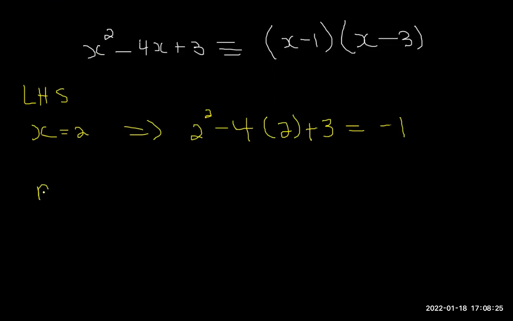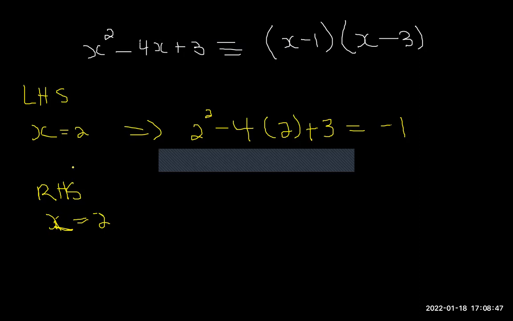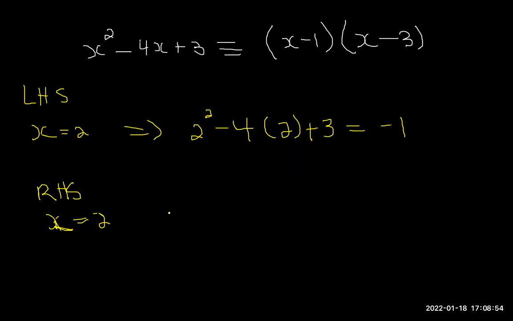If I check the right-hand side now, and I also use x is equal to 2. According to this symbol, whatever value of x I put into here, I'm supposed to get this answer on this side as well. So when x is equal to 2, I got minus 1 on the left. If I sub x is equal to 2 into this expression here, I'm also supposed to get minus 1.